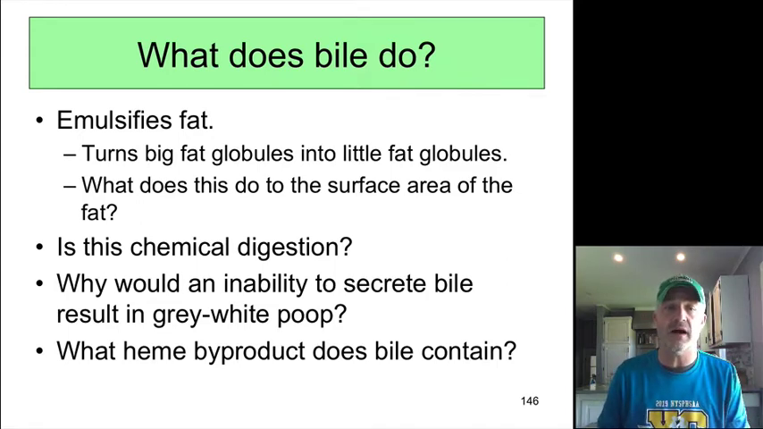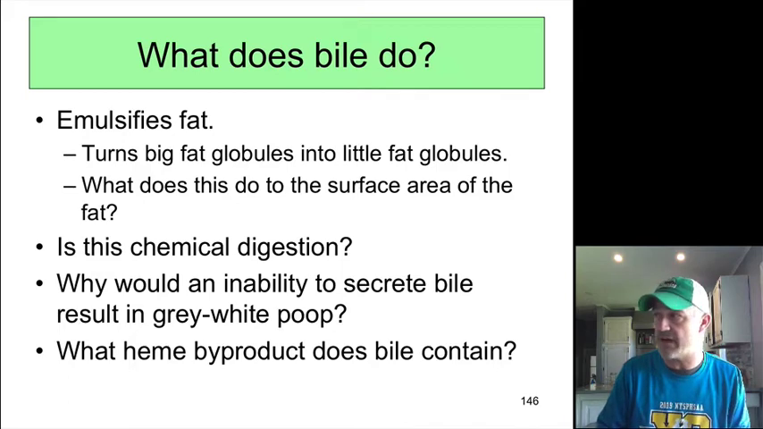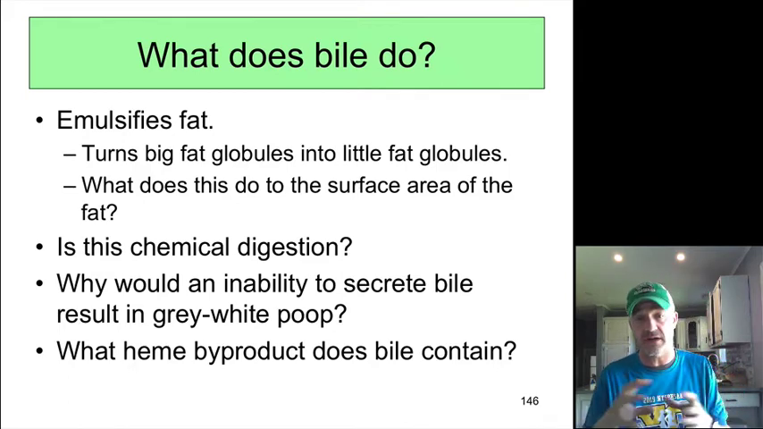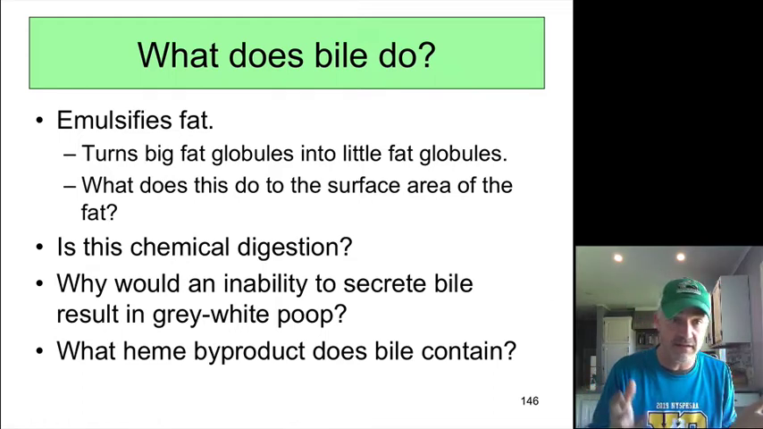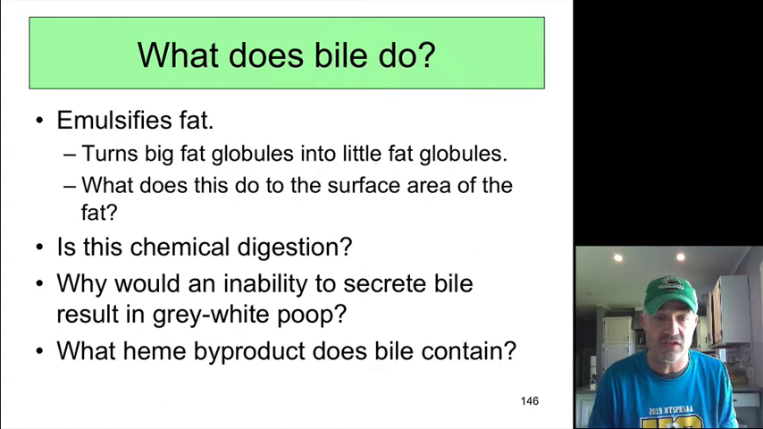This is a form of mechanical digestion. We are not breaking bonds on this one. We are just messing with the interaction of chemicals with one another. But these are non-bonds. These are not bonds. So this is not chemical digestion.